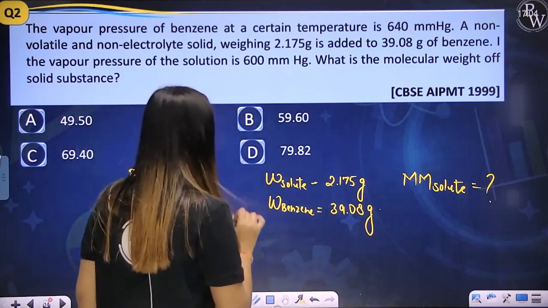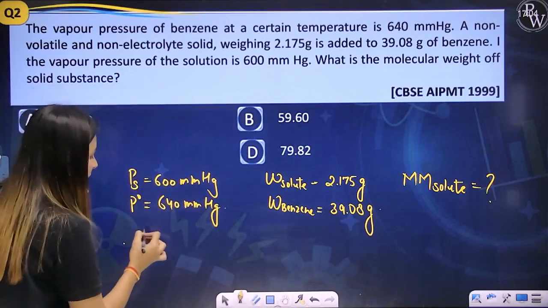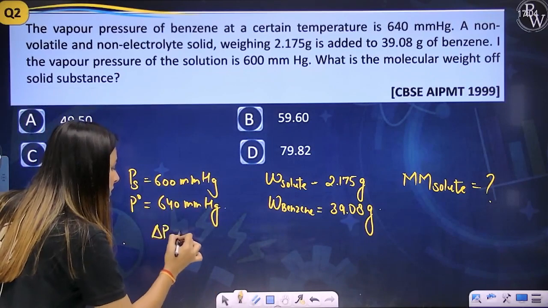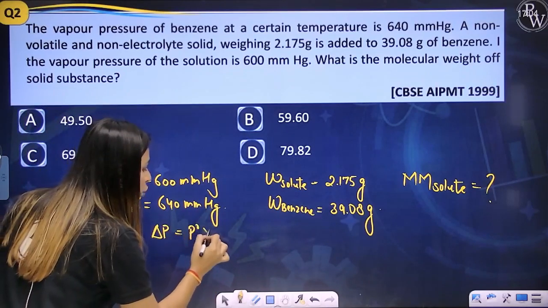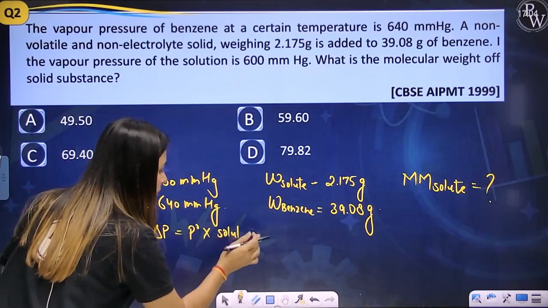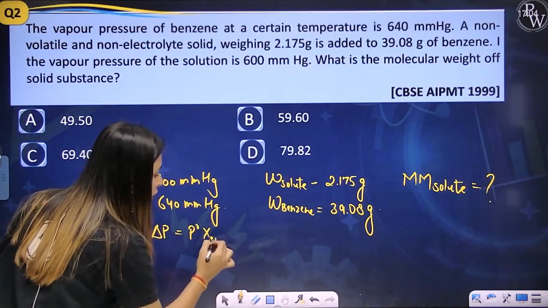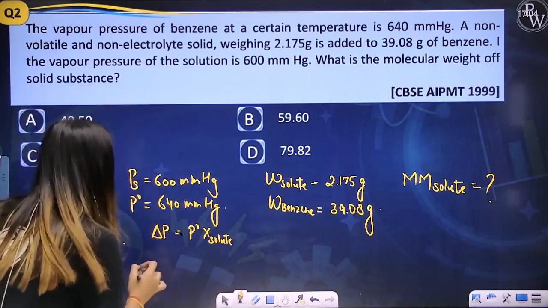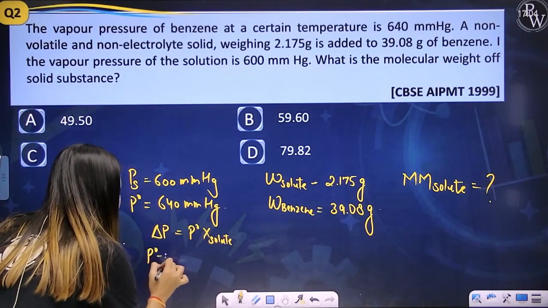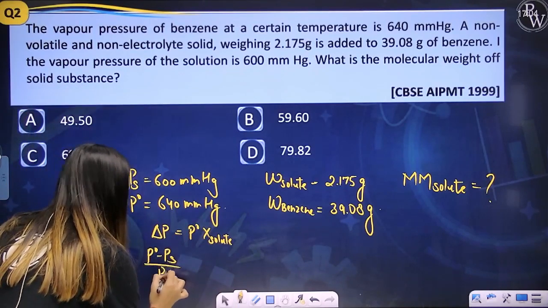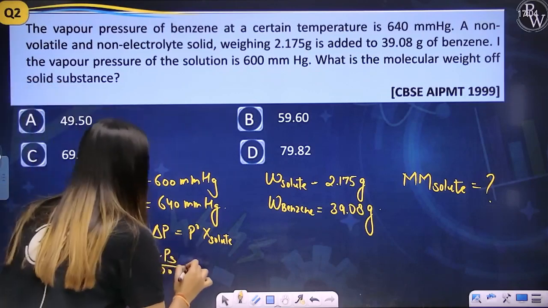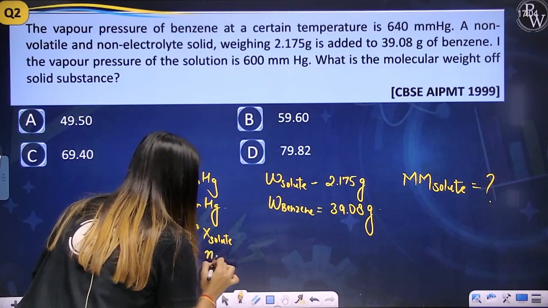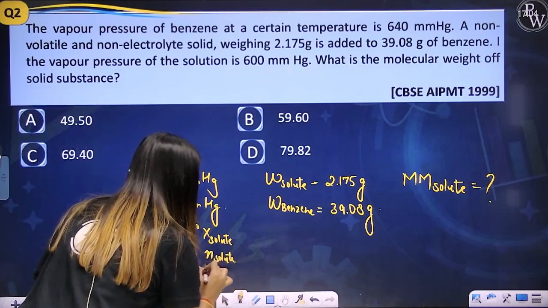Now if we write the expression for lowering of vapor pressure, it is delta P is equal to P naught times the mole fraction of solute. So delta P is equal to P naught minus PS upon P naught, and this will be equal to the mole fraction of solute. What will be the mole fraction of solute? Moles of solute upon moles of solvent.